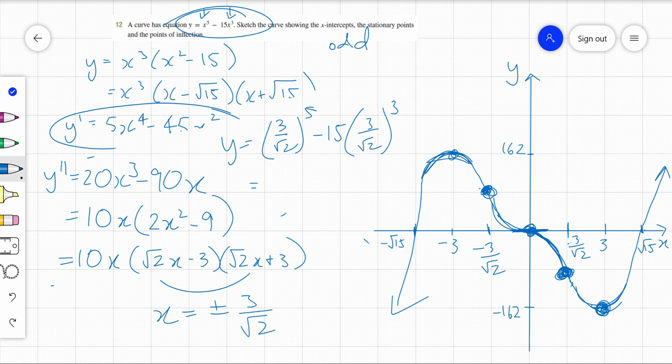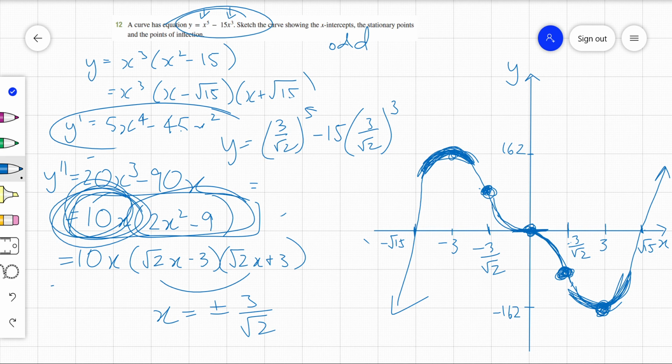We could have put this point 3 into y double dash, and you would hopefully get a positive answer. Actually, you could just do it here. So if I put 3 in there, I get a positive there. I also get a positive here, so that's part of a happy curve. So that means it's a minimum stationary point, which it is. If I put -3 in, I'm looking to get an unhappy curve. So let's have a look. -3 would be negative here, but positive here, negative times positive, negative. So yep, that would work too.